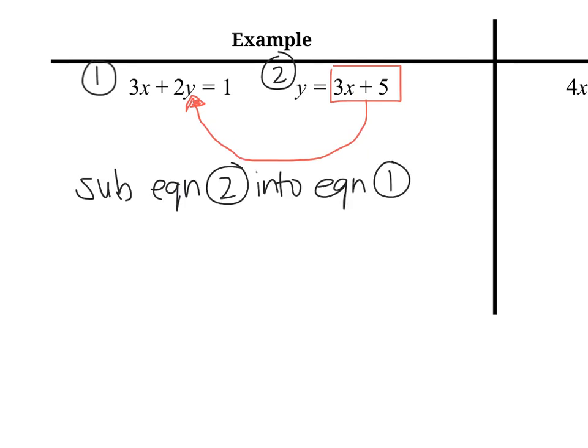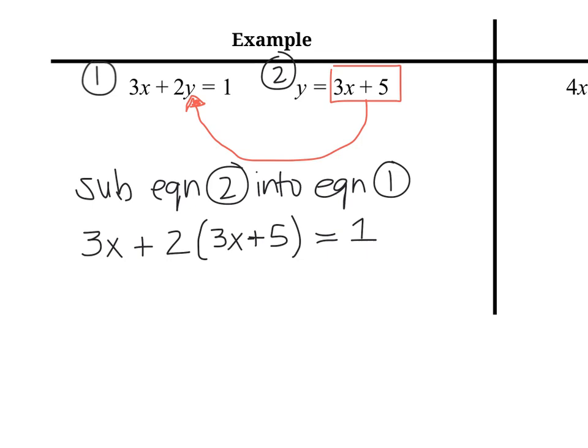So I'm going to start by substituting equation 2 into equation 1. I'm going to recopy equation number 1. So I've got 3x plus 2y, except in the place of y, I'm going to put in equation number 2, and equation number 2 is 3x plus 5. And then equation number 1 ends with equal to 1. So I've taken equation number 2 and I've substituted it inside equation number 1.